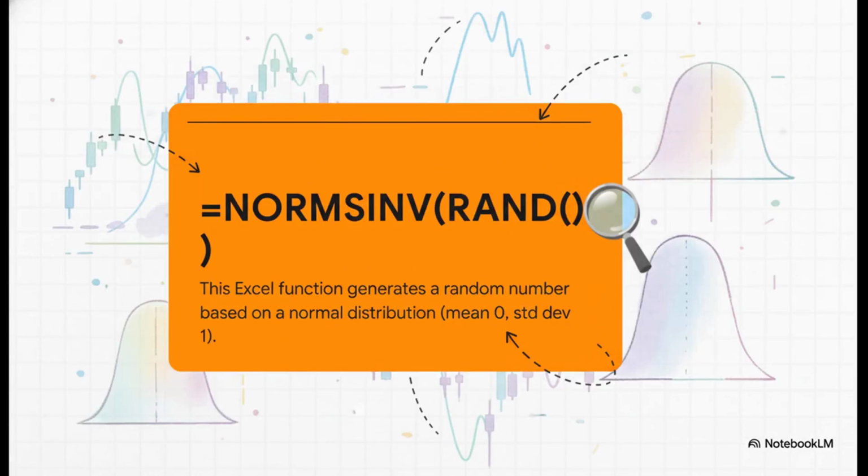Now for the secret sauce. This little function right here, equals NORMSINV(RAND()), is the engine that creates our random jiggle. See, RAND just spits out a random number, but NORMSINV makes sure that randomness is realistic. It spreads the jiggles out on a bell curve, which means small daily moves happen all the time, and those huge wild swings are rare, just like in the real world. This is what makes our simulation so powerful.